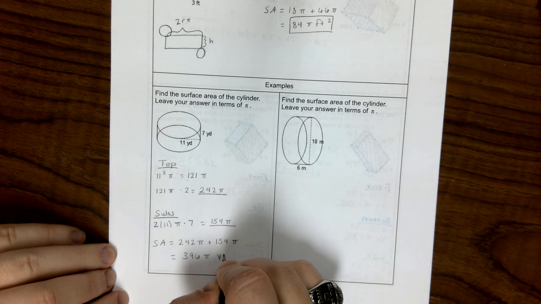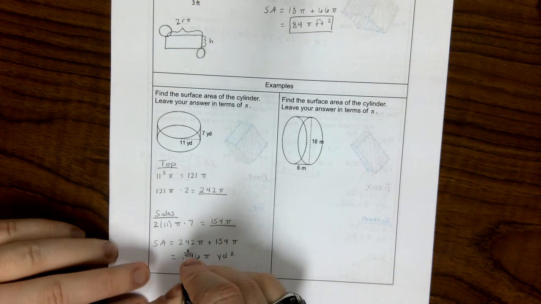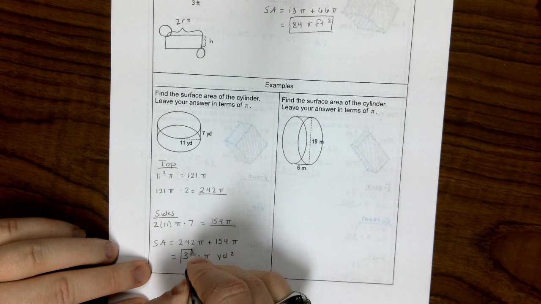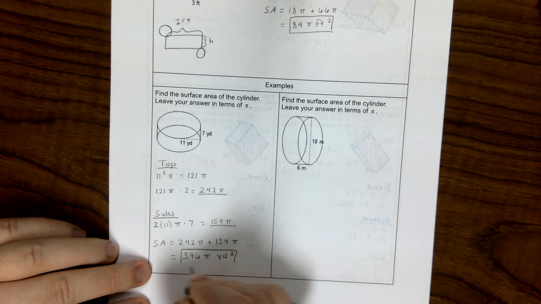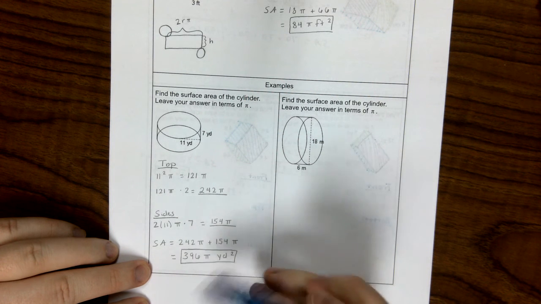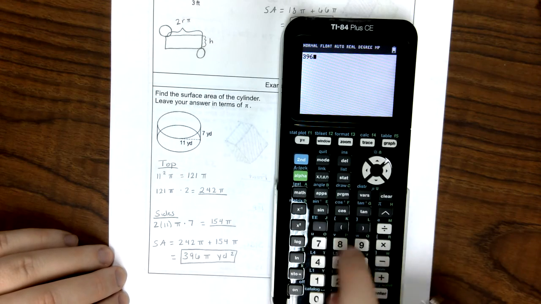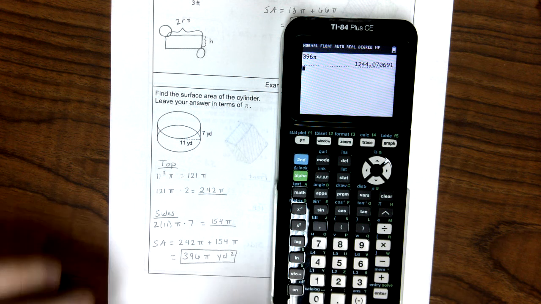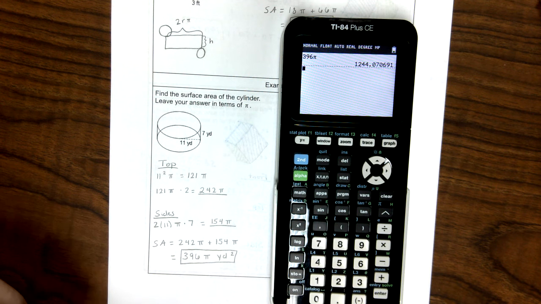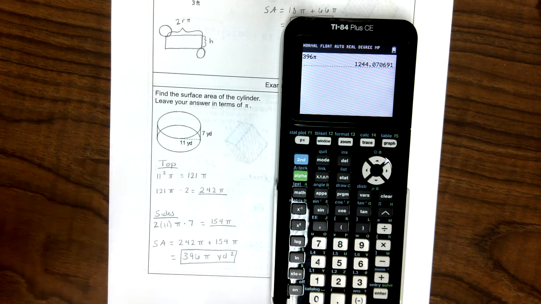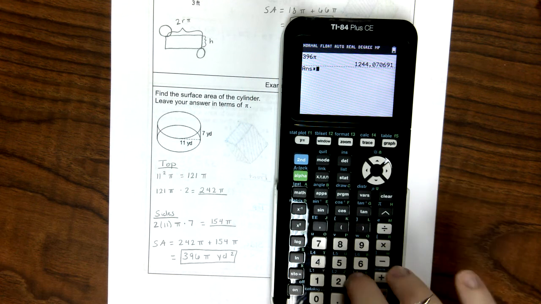Now our units would be yards squared. There's our surface area. And again, if you want to figure out what that really looks like, 396 pi is roughly 1,244 square yards. And then you can convert that to feet if you want to. Just multiply it by 3.